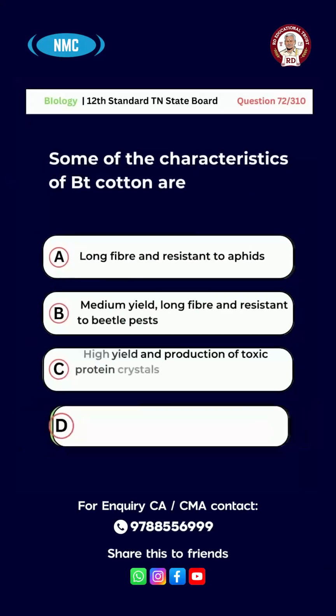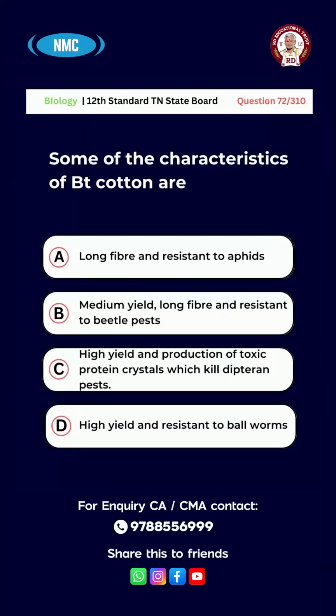Question number 72. Some of the characteristics of Bt cotton are: A. Long fiber and resistant to aphids. B. Medium yield, long fiber and resistant to beetle pests. C. High yield and production of toxic protein crystals which kill dipteran pests. D. High yield and resistant to bollworms. And the right answer is option B, medium yield, long fiber and resistant to beetle pests.